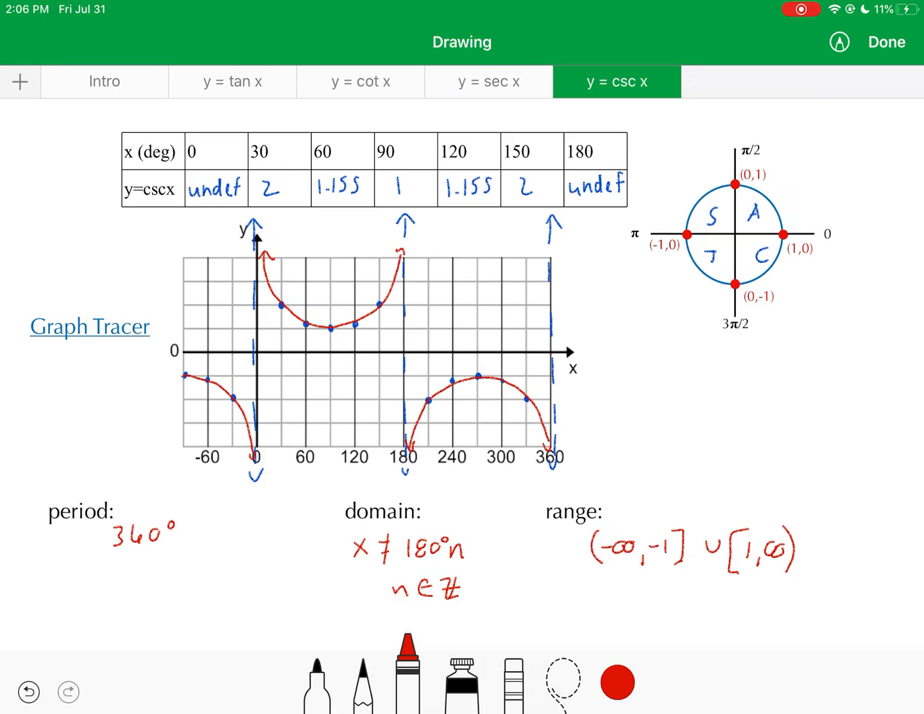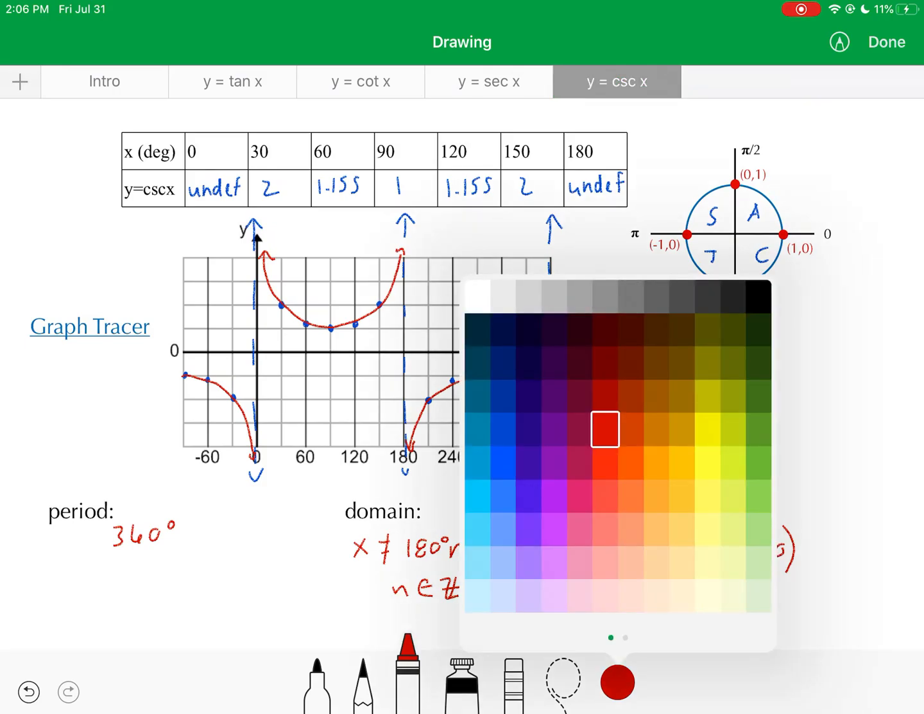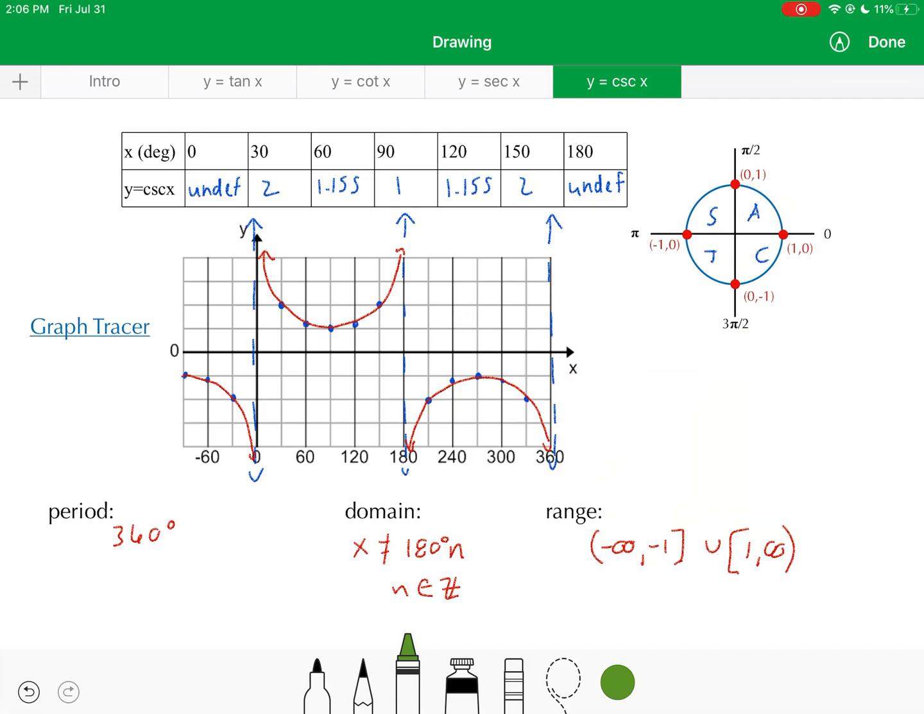Okay. And cosecant is the reciprocal of sine, right? Notice if I graph the sine function here, it fits quite nicely within this cosecant function.